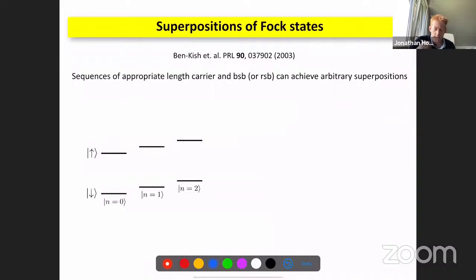But there's no reason to stop at that point and just make ground states, right? So now that we have these different transitions, one, the carrier, that's this one which just has a sigma plus plus a sigma minus.